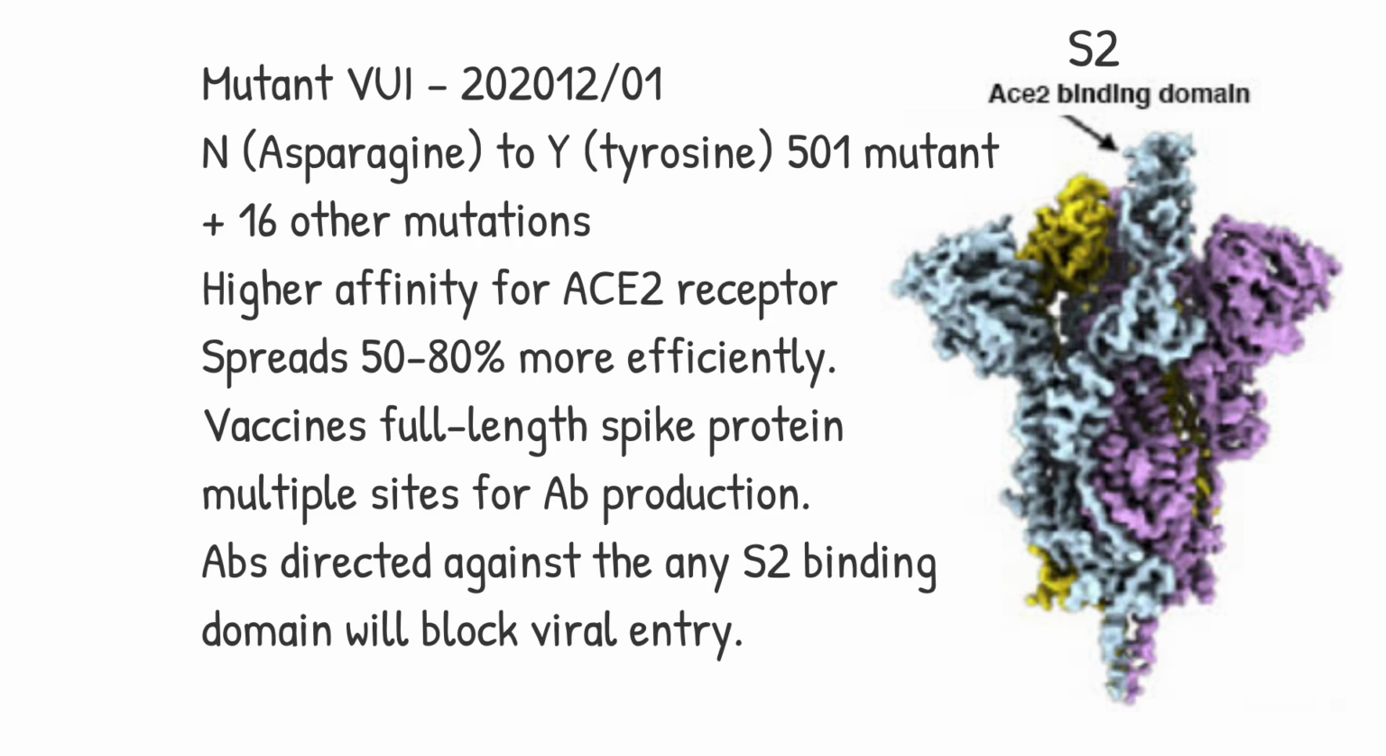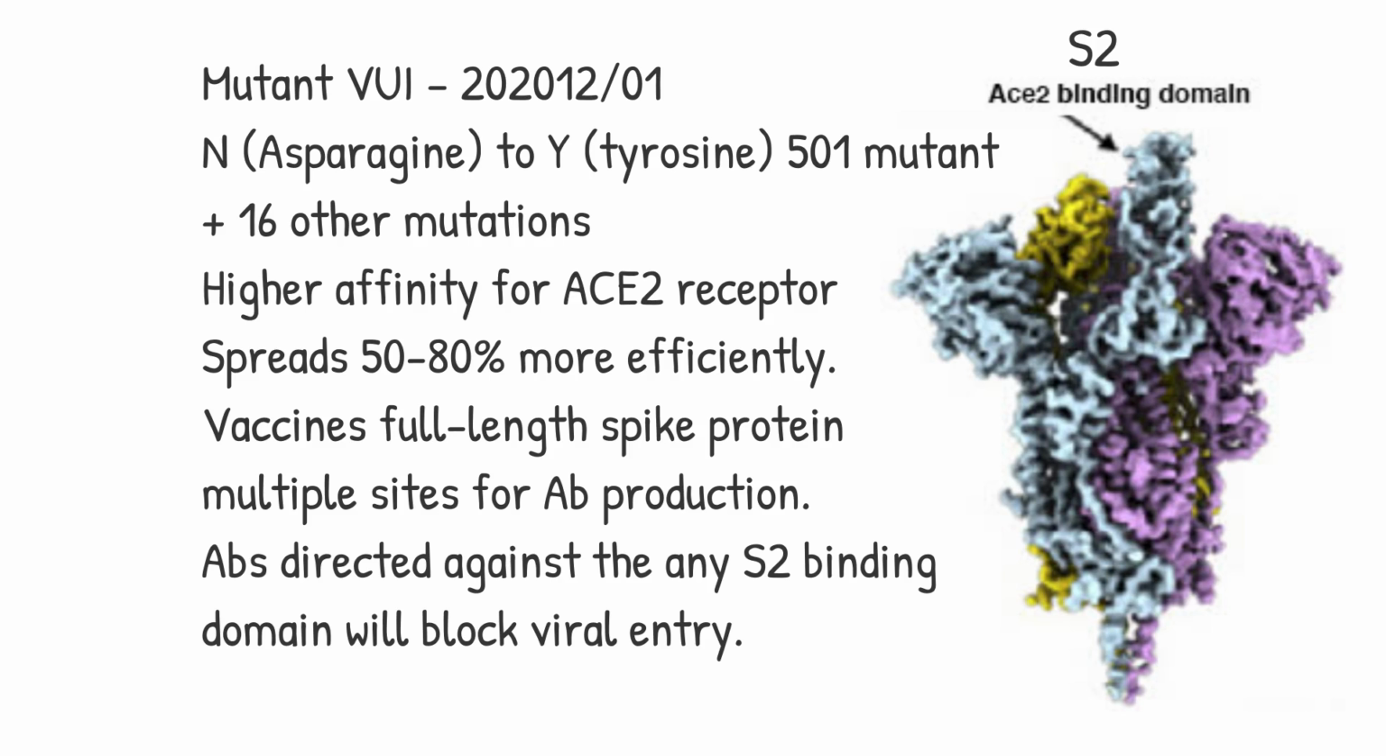There are a total of 17 mutations in this virus, but the one that is felt to explain its increased ability to spread is the N501Y mutation. That is a shift at 501 from asparagine to tyrosine. This mutation results in higher affinity binding to the human ACE2 receptor. Tighter binding should enhance the virus's ability to enter and infect cells, and epidemiologic studies suggest that it spreads 50 to 80% more efficiently.